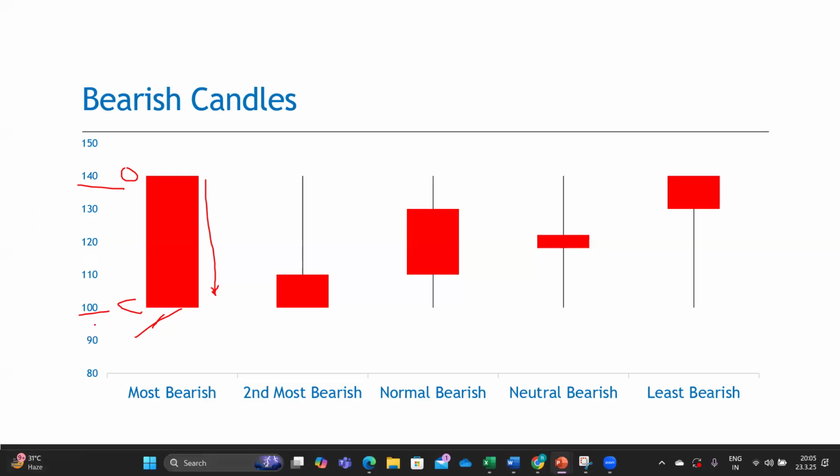So the most bearish candle. Second is, this is the second most bearish candle. Now here what is happening? Stock opens at 110. This is open, right?